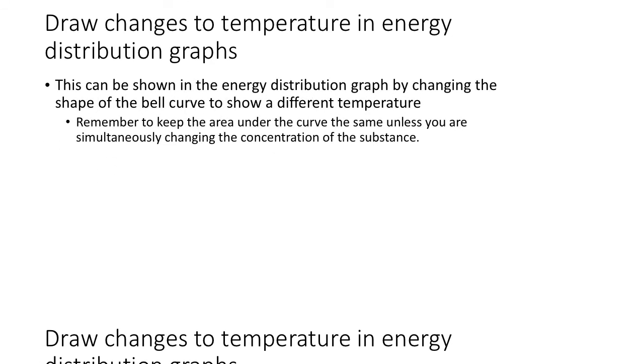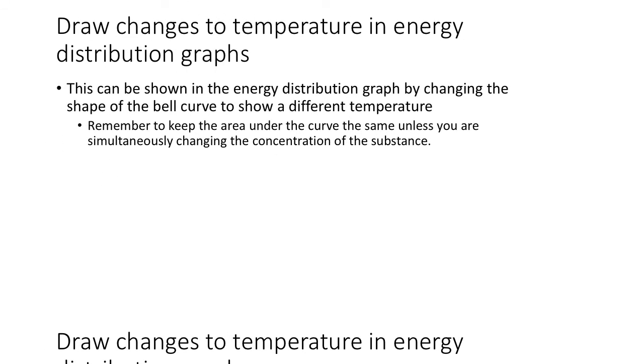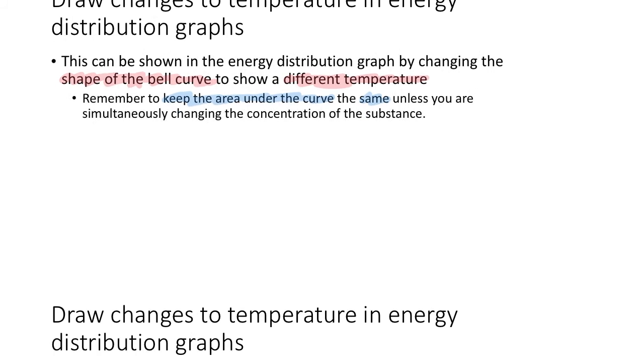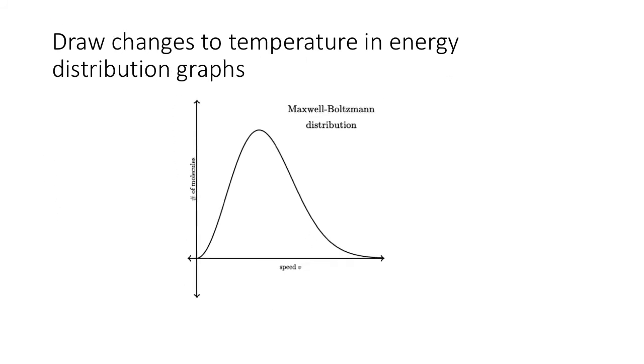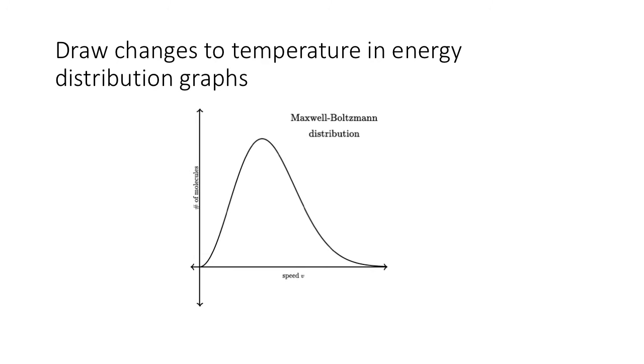Draw changes to temperature in energy distribution graphs. Again, it can be shown in an energy distribution graph by changing the shape of the bell curve, to show a different temperature. We have discussed this before, but we'll go through it over again. If you are doing it, remember to keep the area underneath the curve, which is how many particles there are effectively, the same, unless you are simultaneously changing the concentration. So how are we going to draw a different shaped bell curve with the same area?